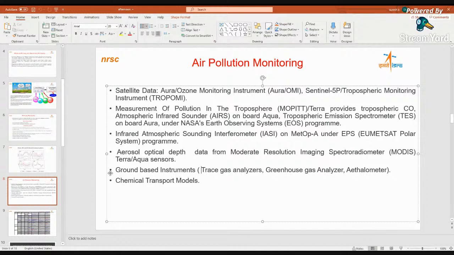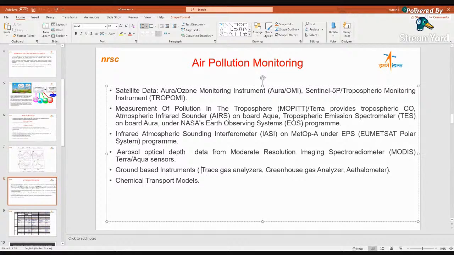Next is satellite data. The advantage of satellite data is that it gives more spatial coverage, whereas ground data is only at a point location. So you can get a better idea of the processes taking place. For satellite data, you have different instruments. For example, the Ozone Monitoring Instrument, which gives nitrogen dioxide, that is NO2, and ozone. Next is the Sentinel-5 Tropospheric Monitoring Instrument, TROPOMI, which gives NO2 and CO. And there are agencies like NASA and the European Space Agency.